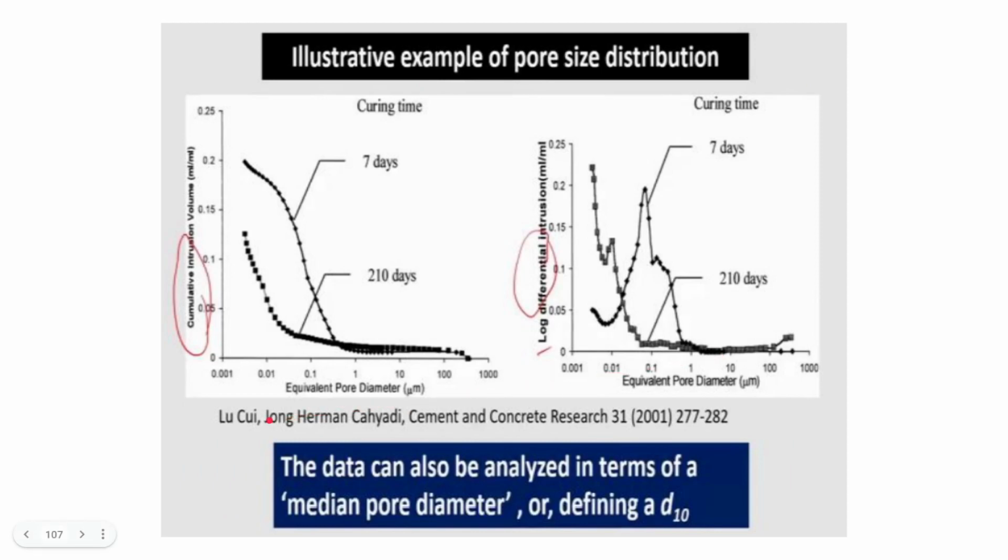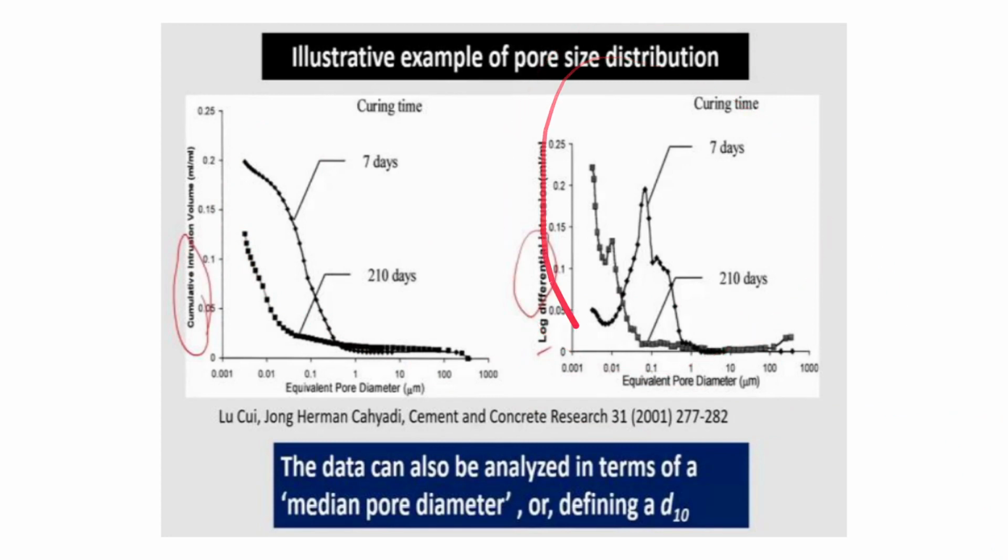Based on this we get this type of curve. This is the cumulative intrusion volume in ml per gram against the equivalent pore diameter in micrometers. As you can see, the pore volume curve of 7 days is higher than that of 210 days, probably because of hydration. The more the hydration, the more the pores got filled, because of the water which reacted. But it was not able to eliminate the entire spaces, so pore spaces were left behind.